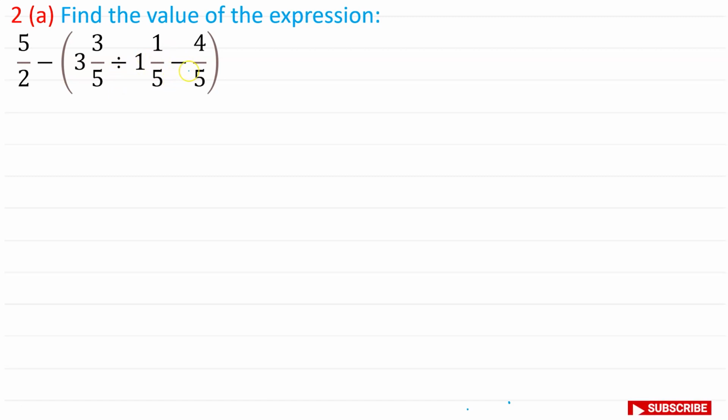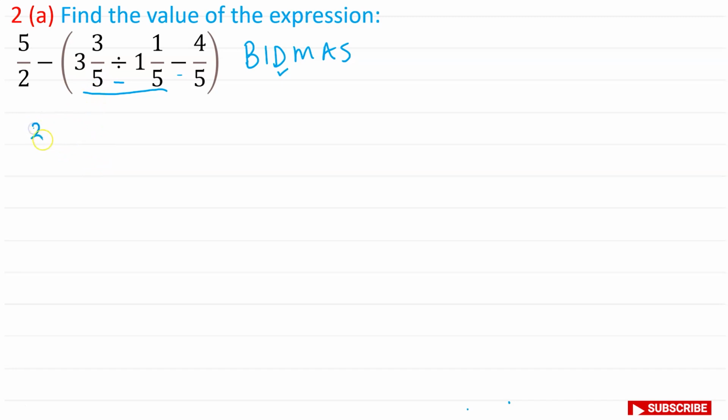So what you need to remember first is BIDMAS. What needs to be done first? Are you going to divide first or are you going to subtract first? Well, you need to think of BIDMAS. So you can see division comes first and then we have addition and subtraction. Which means we're going to deal with these two fractions first. So let's just simplify those.